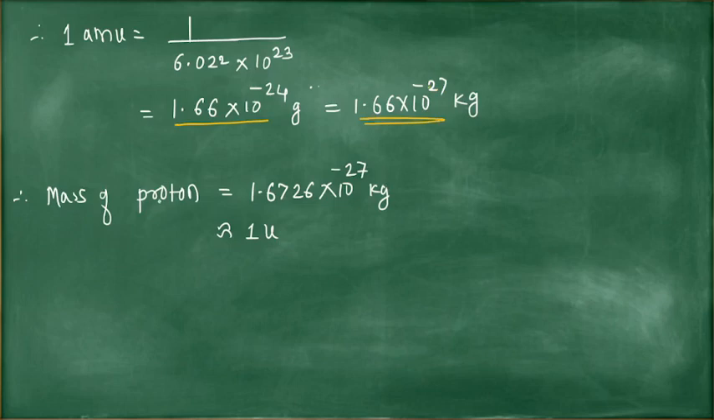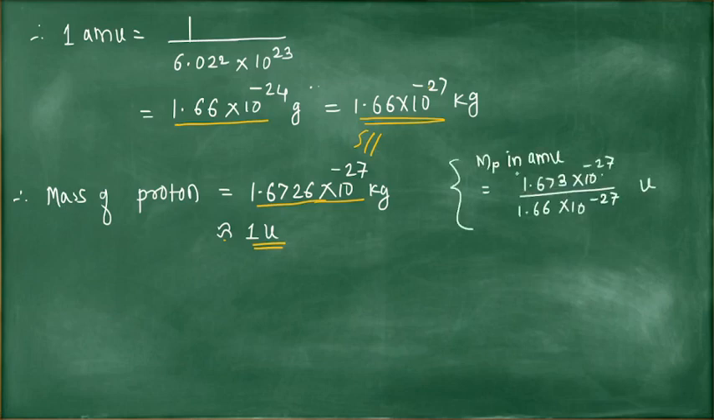So the mass of proton, actually we have seen this mass, 1.6726 × 10^-27. This is almost equal. So you can say that the mass of proton is almost equal to 1 U. Actually the mass is greater than 1 U, but you can remember the mass of proton as 1 U, and 1 U is equal to 1.66 × 10^-27. Actually the mass of proton in atomic mass unit is slightly different than 1.